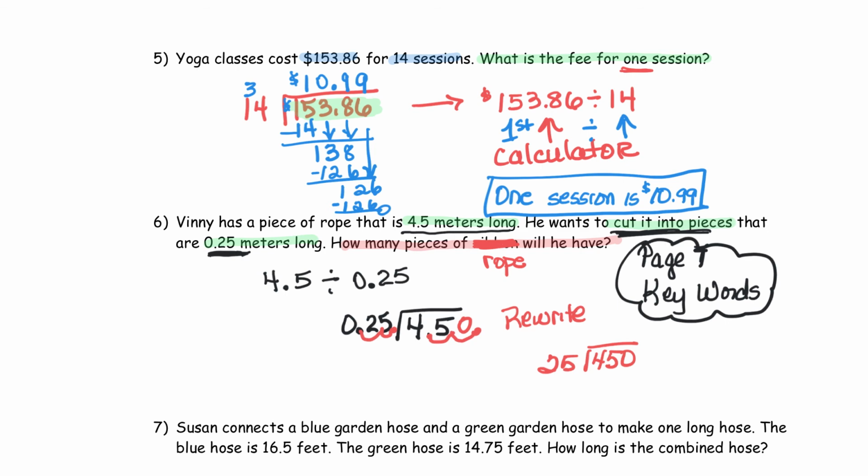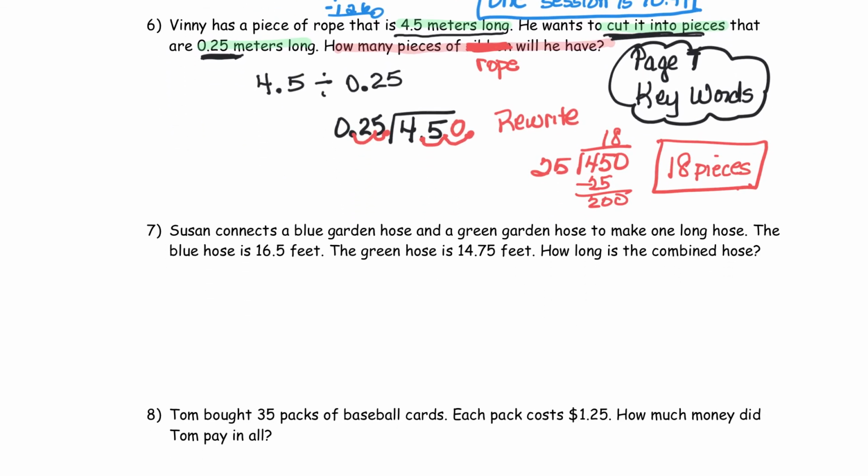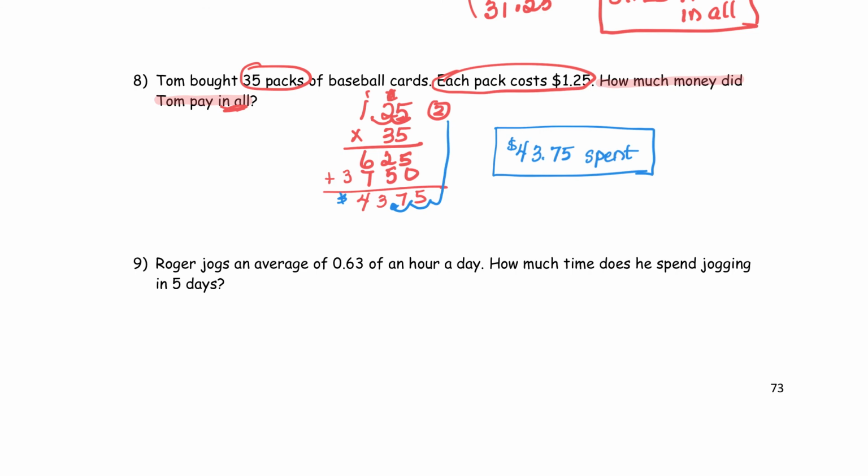Do the math and pause the video. Once you complete the work, you will see that he had 18 pieces of rope. Try number 7 on your own. This is a good one. Try number 7 and number 8 on your own. Please pause the video. For number 8, the question is, how much money did Tom pay in all?